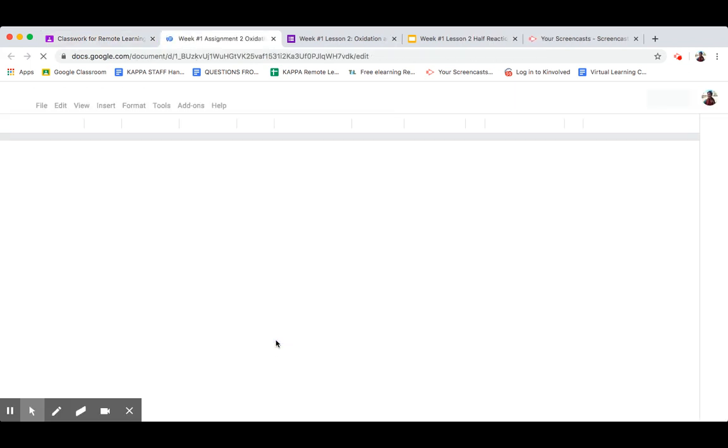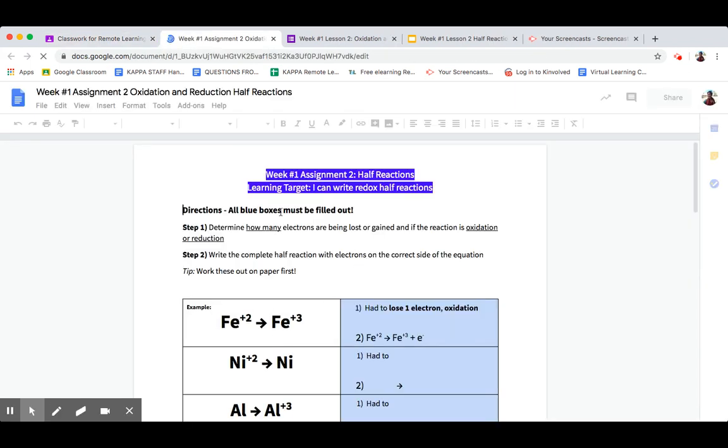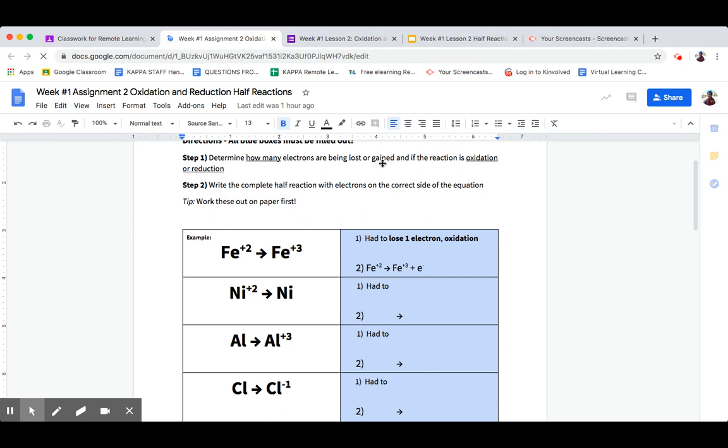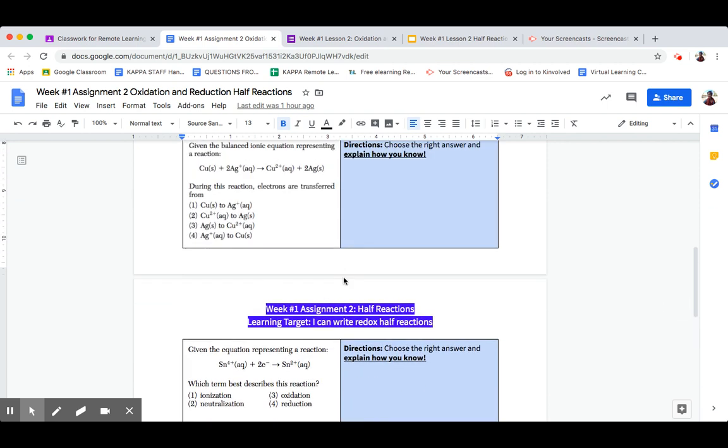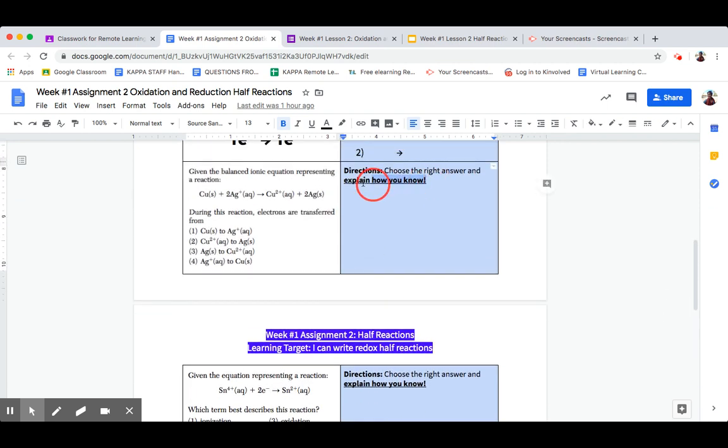This is what your assignment looks like. Anything that's in a blue box, that's what needs to be filled out, and that's where you need to write your answers. So you're going to get an incomplete half reaction, and then you need to determine, is it oxidation or reduction, how many electrons are being lost or gained, and then complete the half reaction, just like we did in the lesson. And then there are 2 Regents questions for you to answer, and not only answer, but explain how you know that that's the answer.